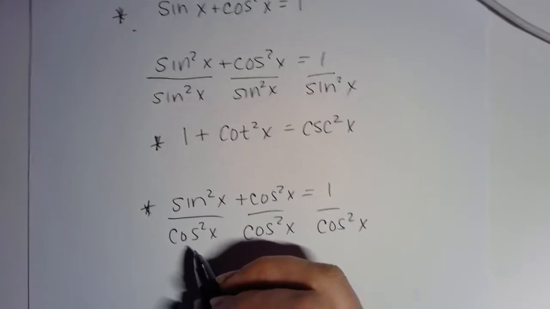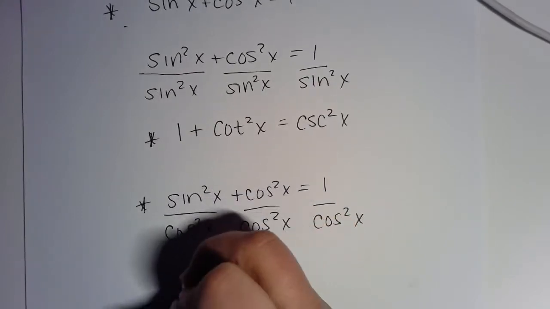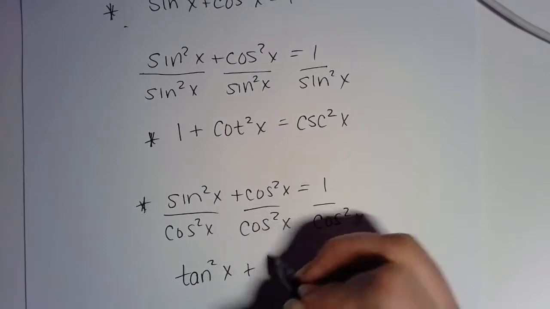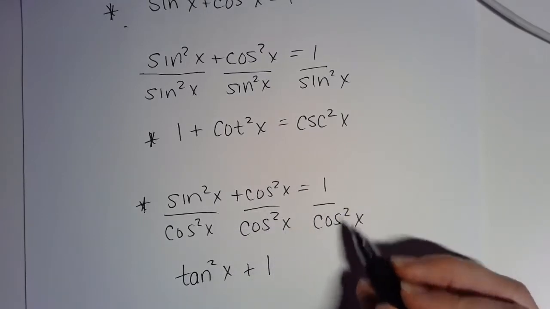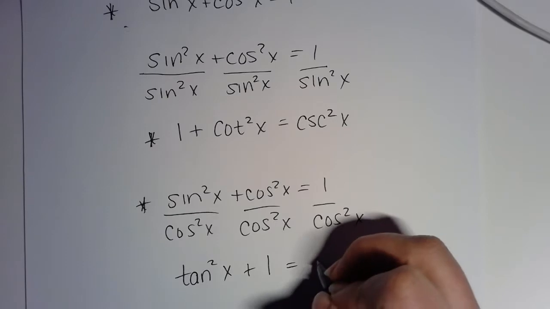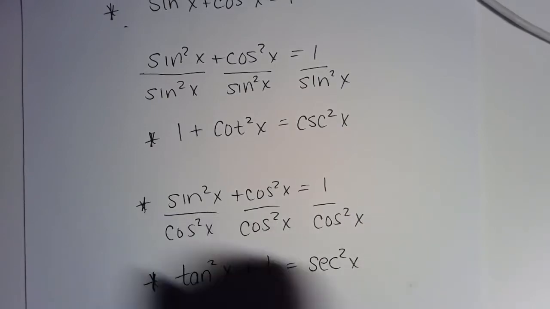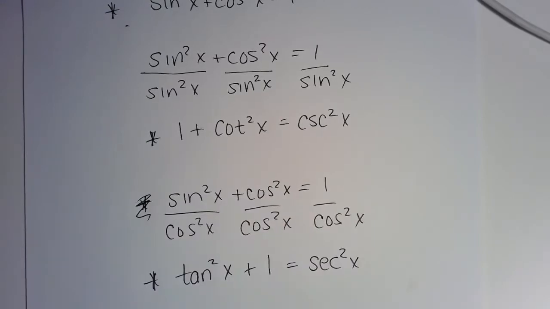All right, so sine over cosine is tangent. So this is tangent squared plus 1, cosine over cosine is 1, equals 1 over cosine squared, which is secant squared x. So we get three different identities out of this one.